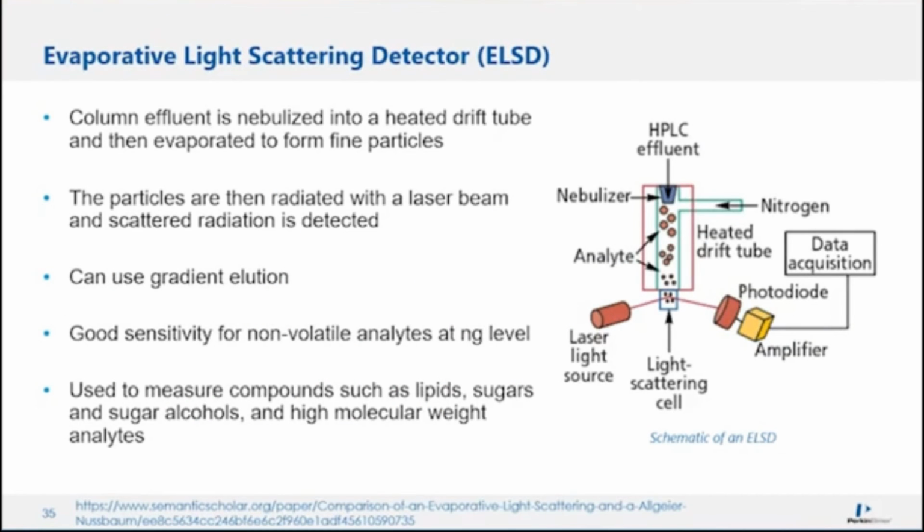The next detector I want to touch base upon is the evaporative light scattering detector, which is a bulk property detector. It is not as universal a detector as refractive index, but it is used in a similar way. It provides more sensitive detection and a stable baseline. The analytes do not need to be chromophores in order to be detected. The column effluent is nebulized into a heated drift tube and then quickly evaporated to form fine particles. These particles are then irradiated with a laser beam, and the scattering is measured. This mode of detection is destructive to the sample.